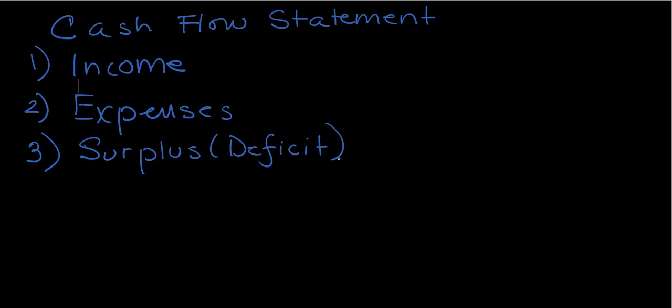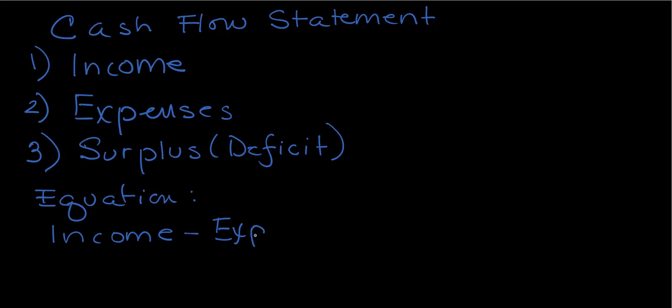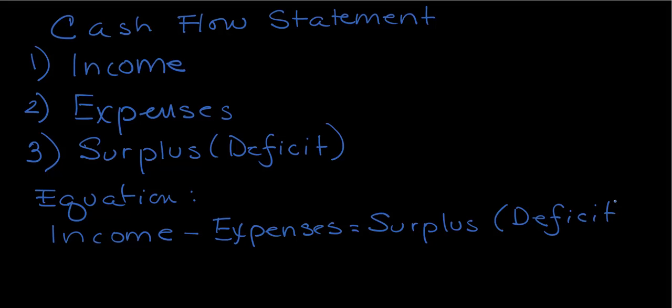Now, in order to arrive at our surplus or deficit, we're going to use what you can consider the cash flow statement equation, or maybe the cash flow identity. And that equation is simply the income minus expenses. And that's going to give you either a surplus because income is greater than expenses, or what we don't want is a deficit because income is less than expenses.